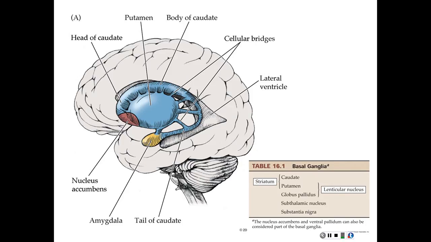Just by its name, subthalamic nucleus, what part of the brain would that be? The diencephalon, right? Thalamus, hypothalamus, epithalamus, subthalamus, right? Diencephalon. But the substantia nigra is found in the midbrain. The substantia nigra is a major structure within the midbrain.